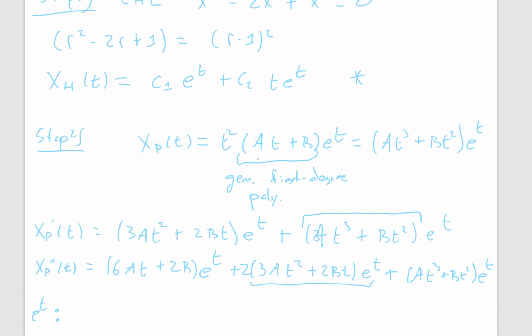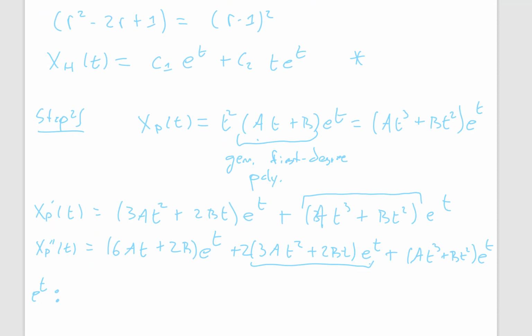I don't actually want to literally plug xp double prime, xp prime, and xp into the equation, because that just gets very tedious and messy. I just want to think about what is going to be multiplying e to the t if I were to do that. If I look at xp double prime, xp prime, and xp, the only one that has any e to the t term is xp double prime, and that's 2b e to the t.